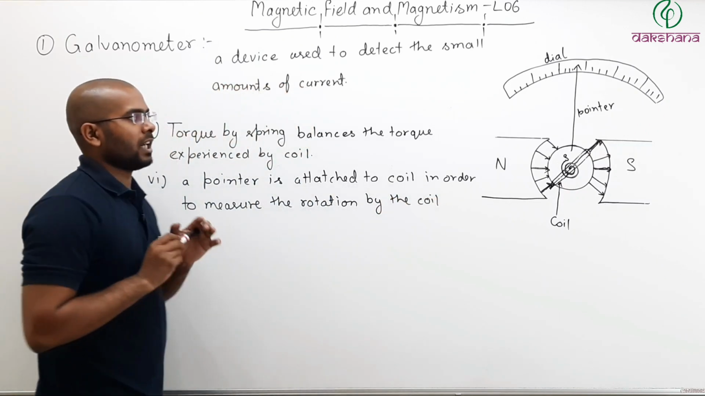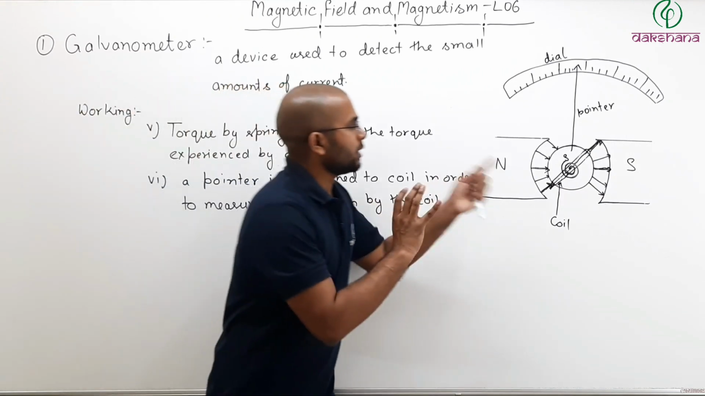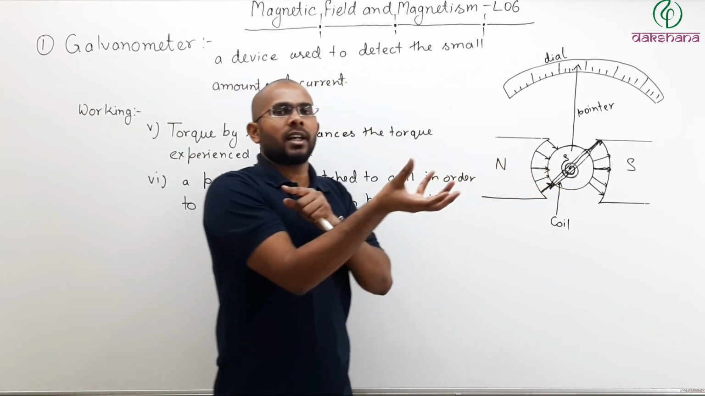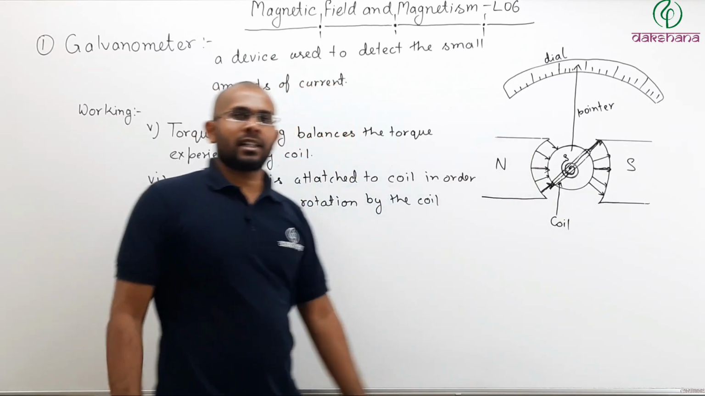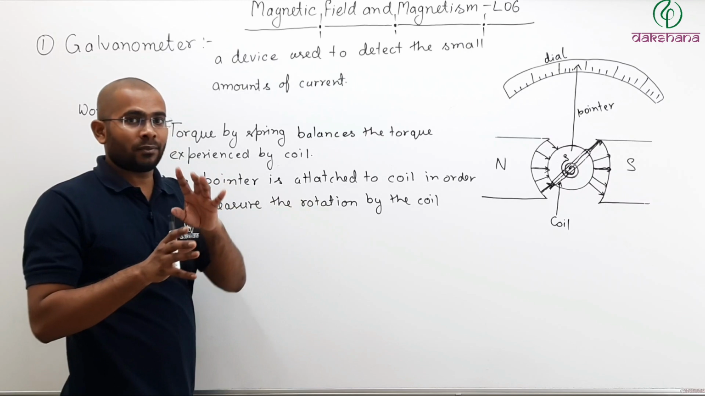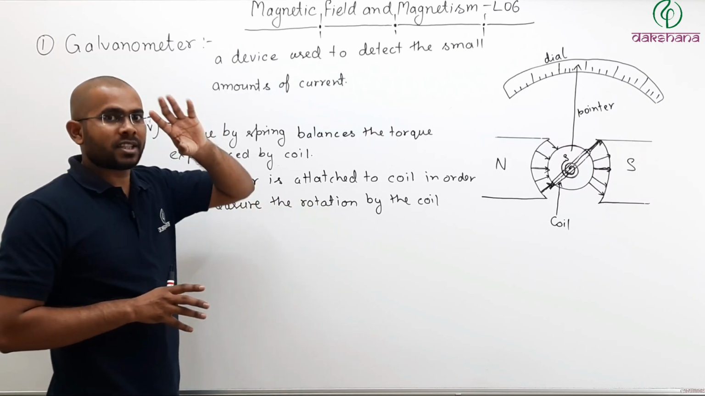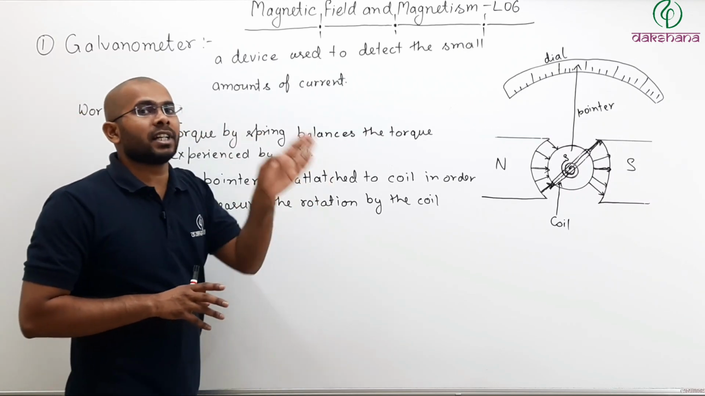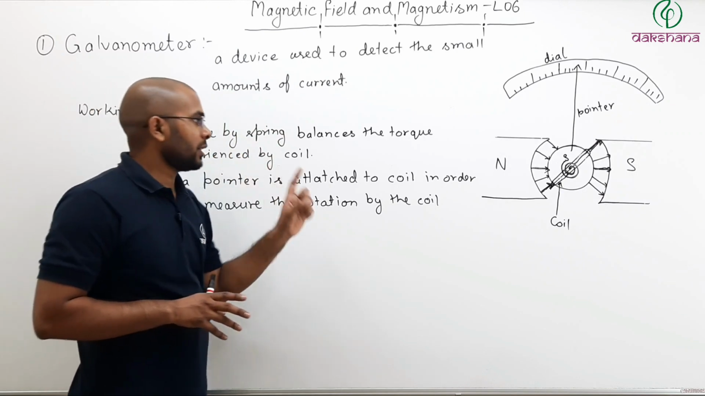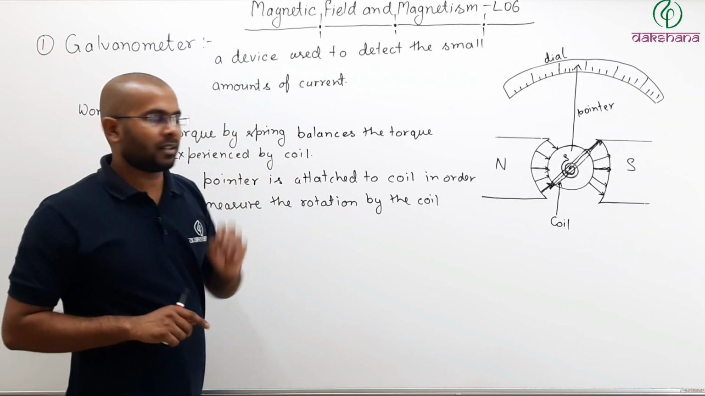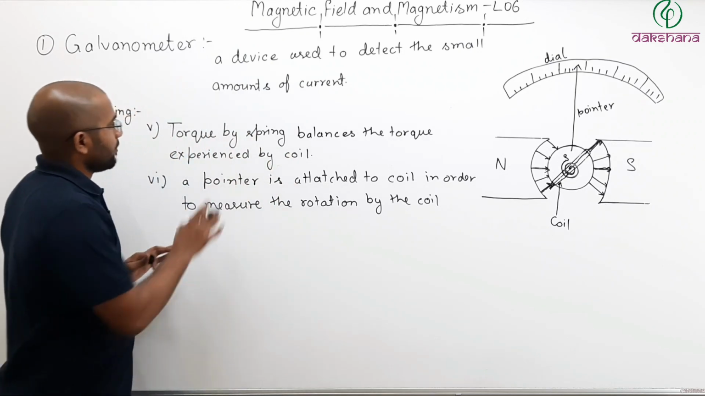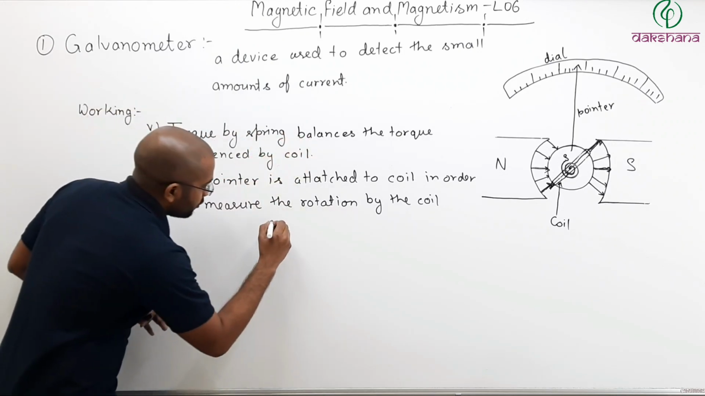So why will the coil be rotated? The coil will be rotated because of the torque applied on the coil due to the radial magnetic field. So it is different from that theta. Theta was the angle between the area vector and the field vector. Now here the angle rotated is different. That is why we will write a different phi. So what will happen here? Torque is balanced.